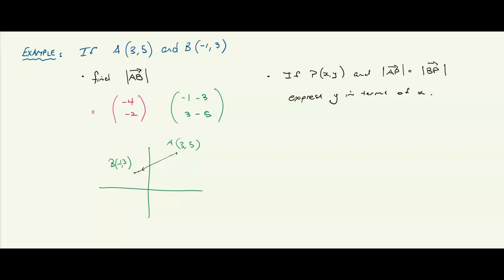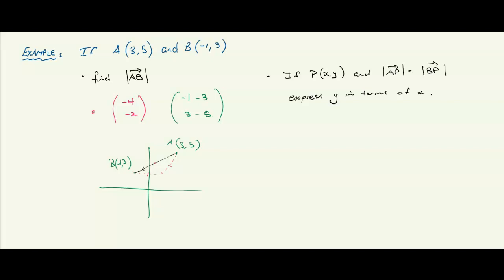Now the point P has to be equidistant, doesn't it? So it would be the midpoint P, but it's not just the midpoint, is it? No, there's other points where we could plot a point, say here, that's equidistant, so that AP and BP are equal.